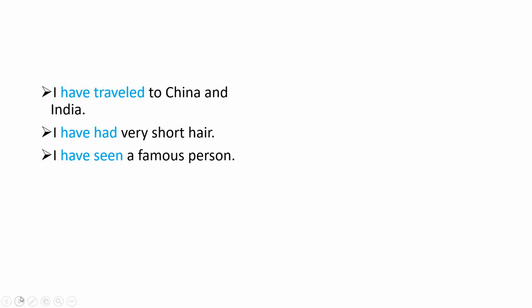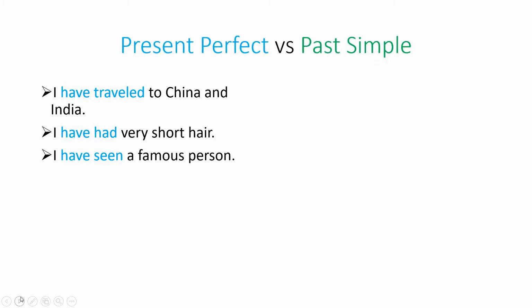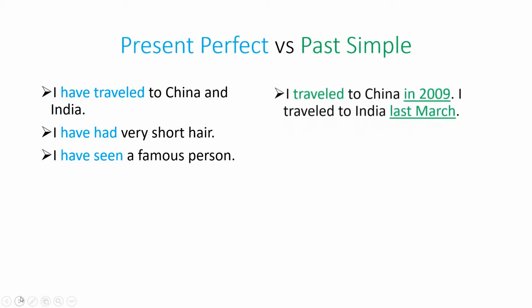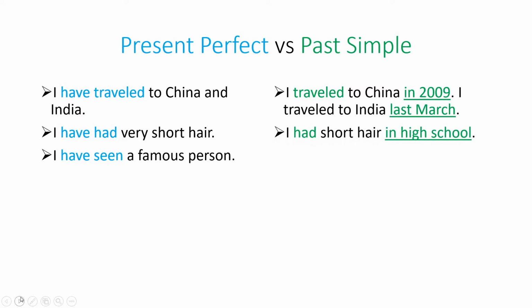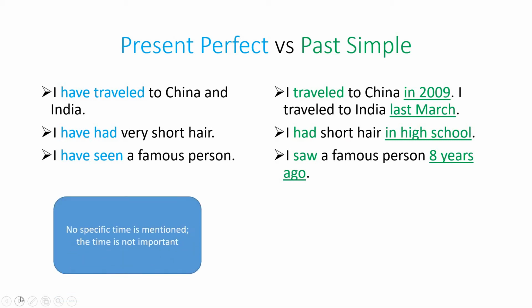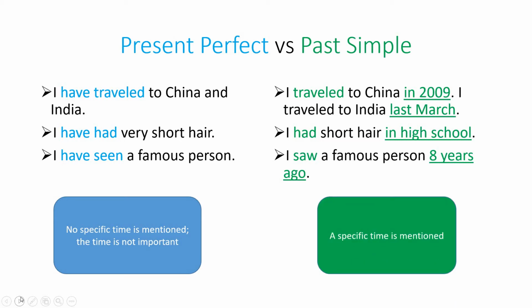And now let's compare these to the simple past tense. I traveled to China in 2009. I traveled to India last March. I had short hair in high school. I saw a famous person 8 years ago. Can you see the difference between the sentences on the left and the ones on the right? On the left, there is no specific time. On the right, a specific time is mentioned.